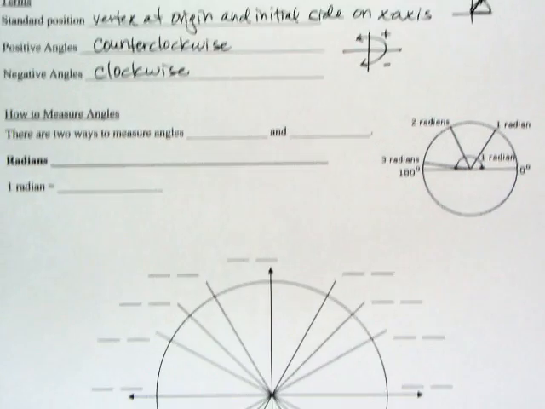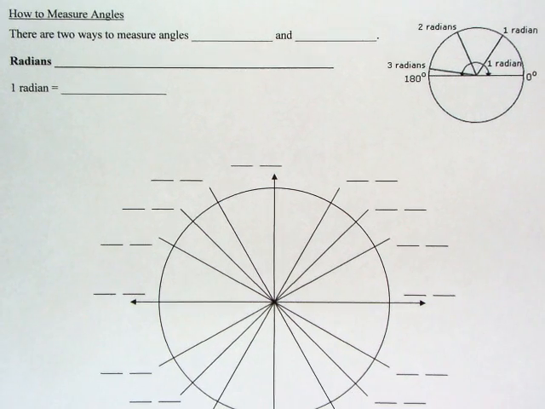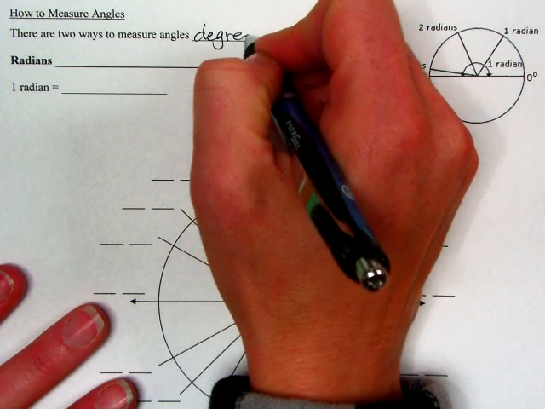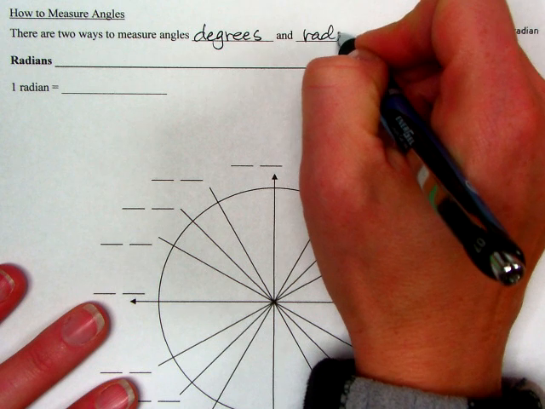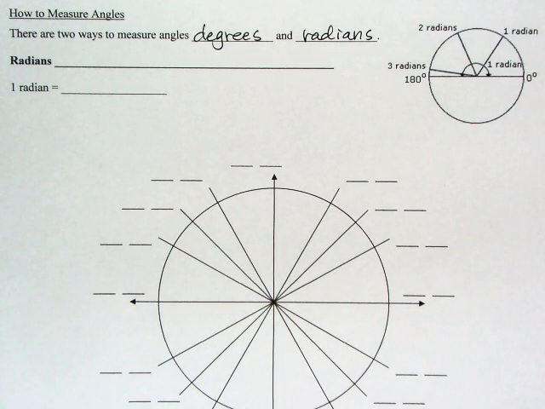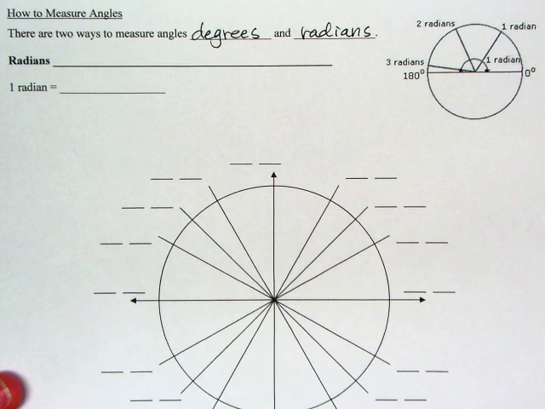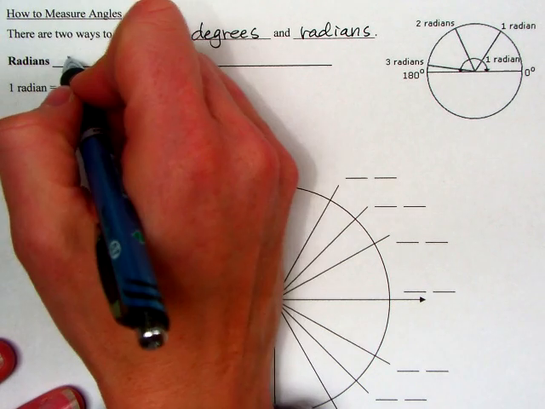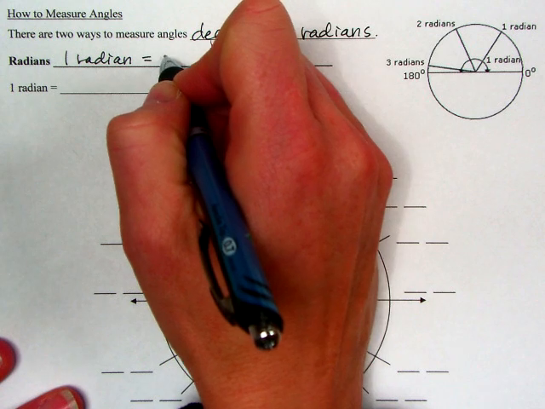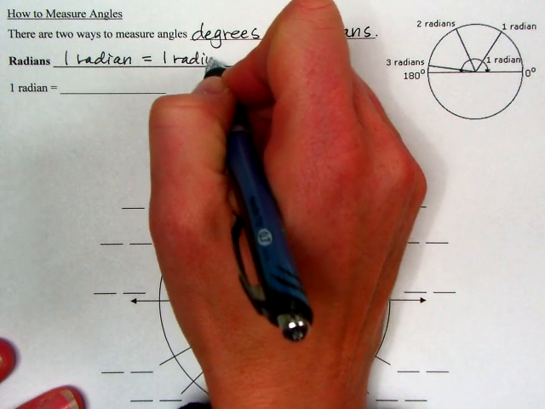There are a couple of different ways to measure angles. The main two ways that we talk about are degrees and radians. It is kind of like talking about inches and feet. You're talking about the same distance, the same angle, you're just measuring it in two different ways. And 1 radian is equal to 1 radius on the circle.